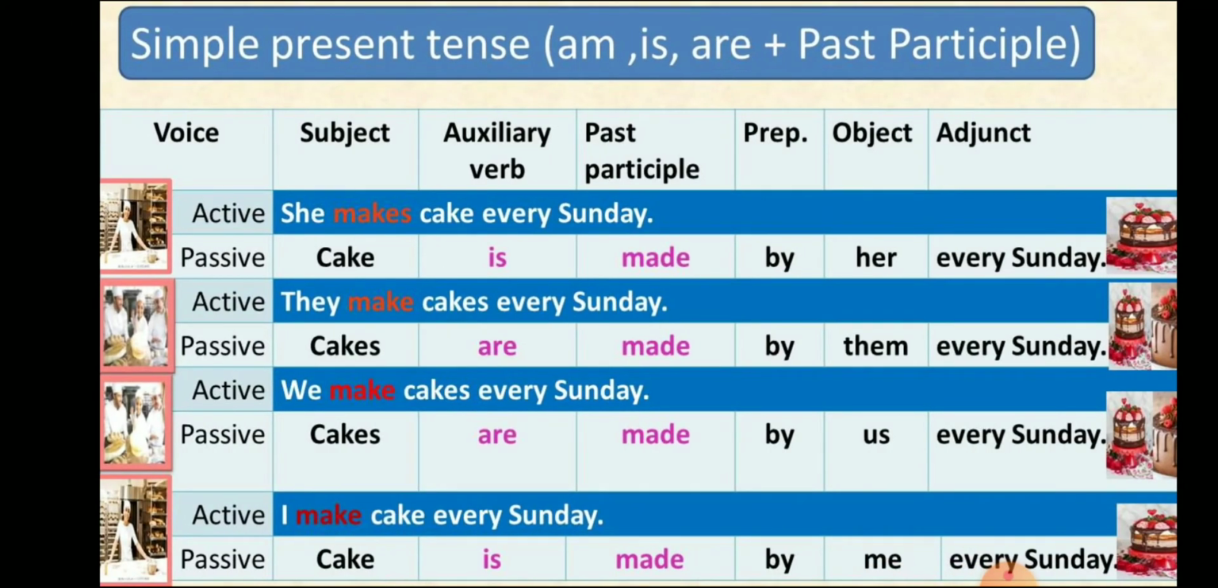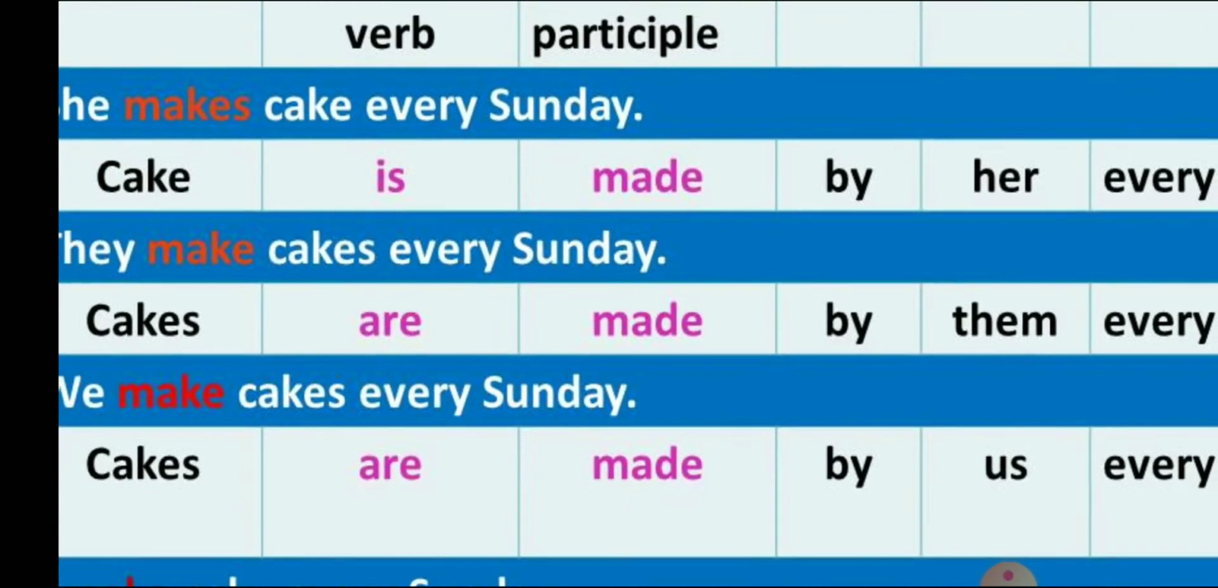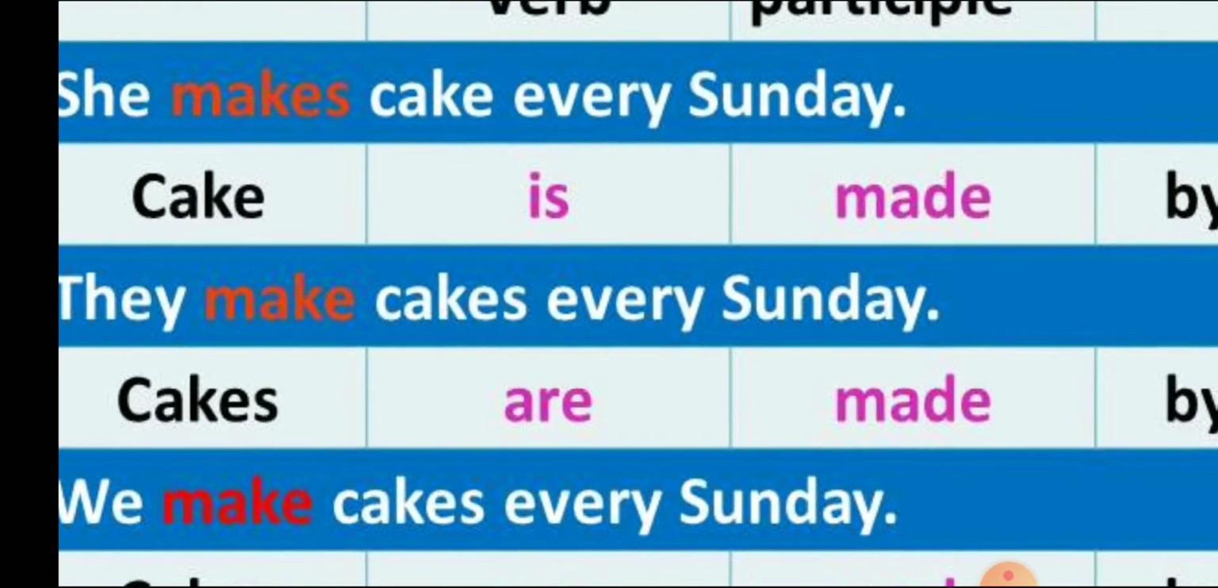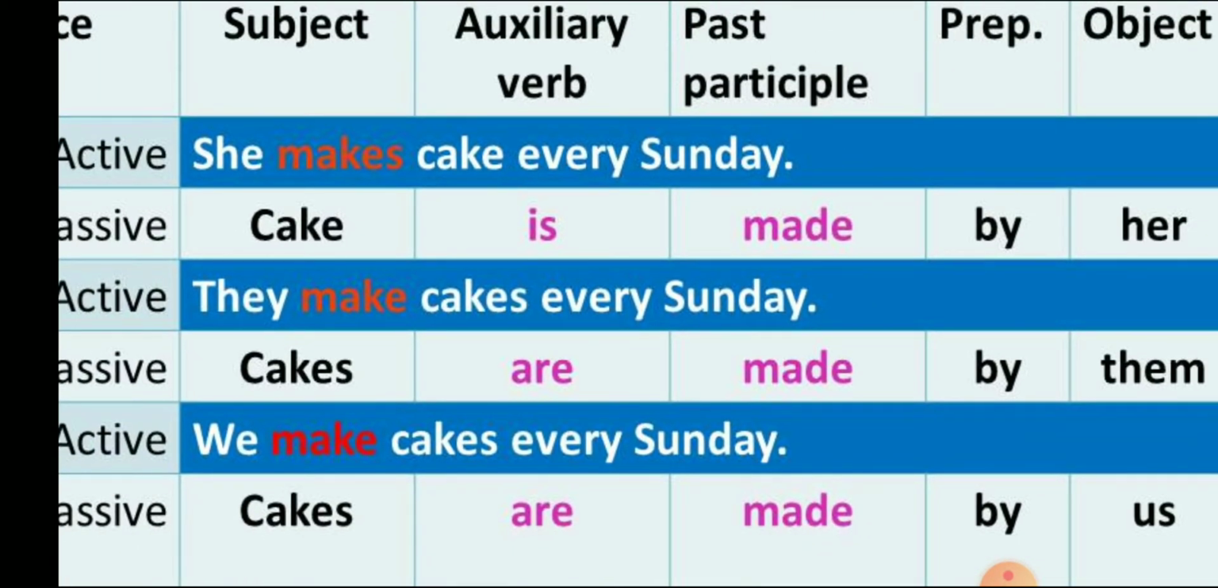Next, let us see more examples. Look at these examples. She makes cake every Sunday. Makes. Now identify the tense of the sentence. Here the sentence is in present, simple present. So she makes cake every Sunday. Interchange the subject and object. So here object is cake. Now it becomes subject in passive.